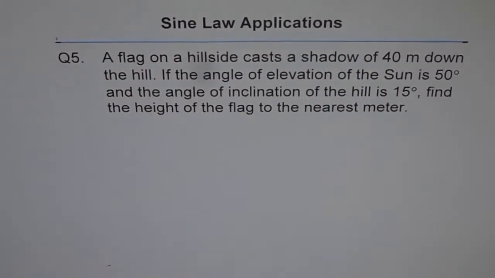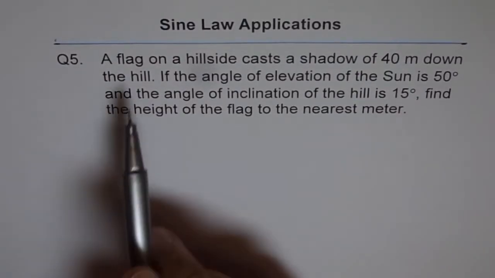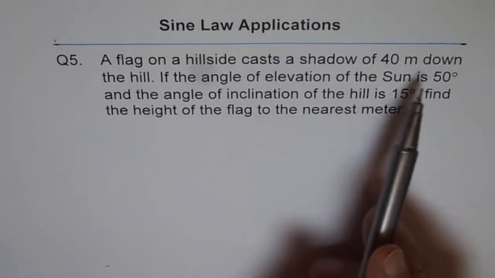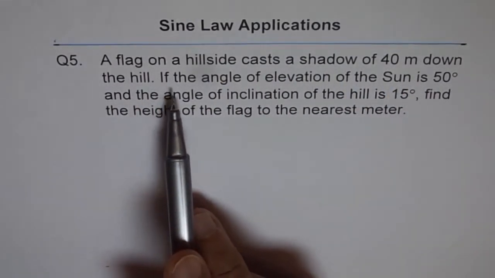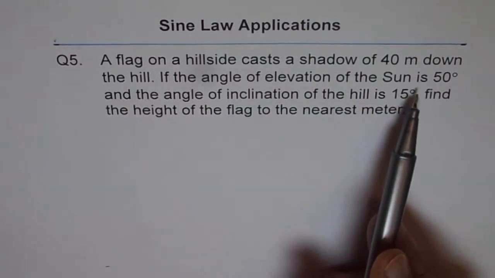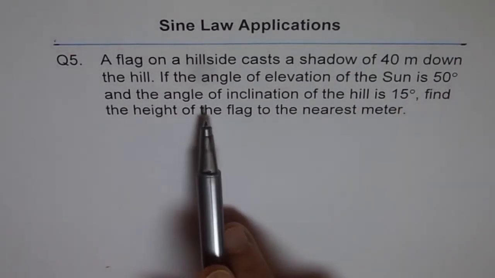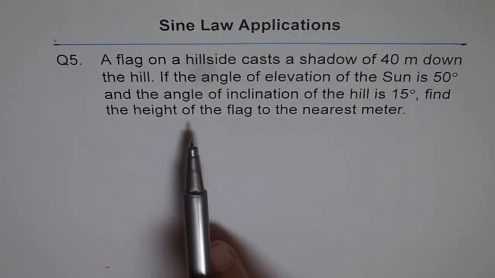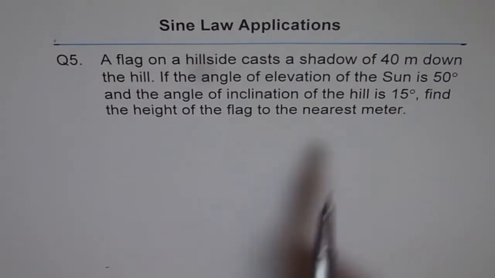Sine law applications, question 5. A flag on a hillside casts a shadow of 40 meters down the hill. If the angle of elevation of the sun is 50 degrees and the angle of inclination of the hill is 15 degrees, find the height of the flag to the nearest meter.